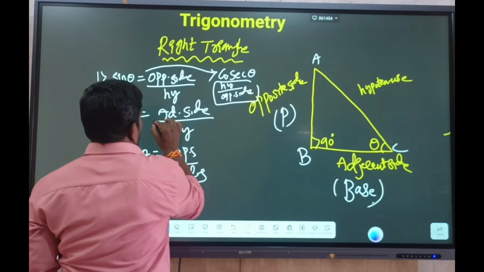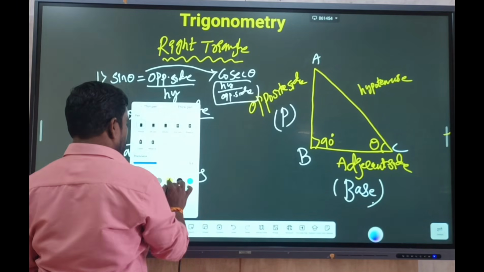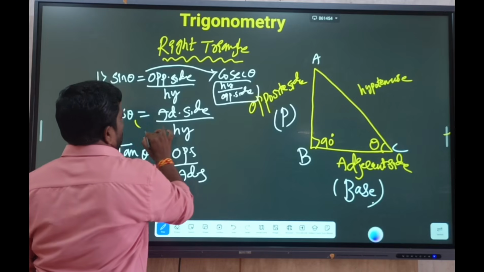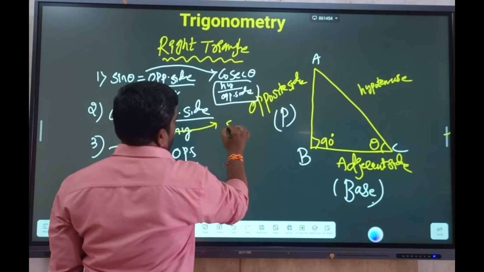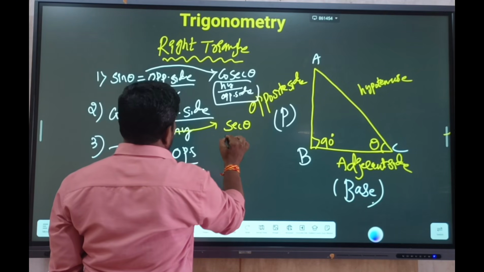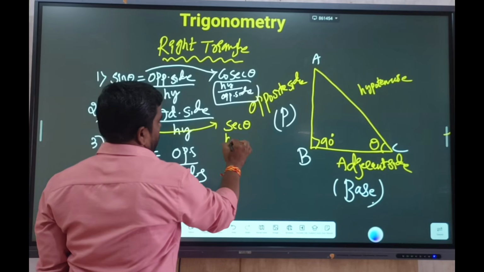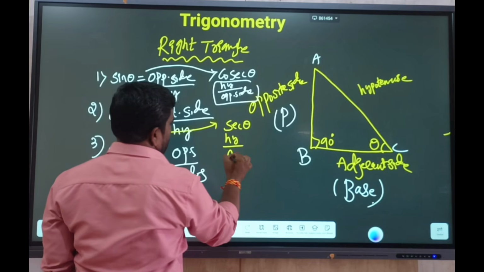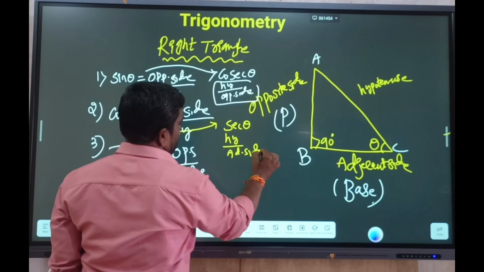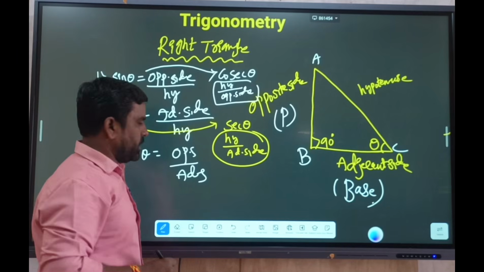Remaining cos theta. Cos theta reciprocal is sec theta. Sec theta can be written as hypotenuse by adjacent side. This is sec theta.